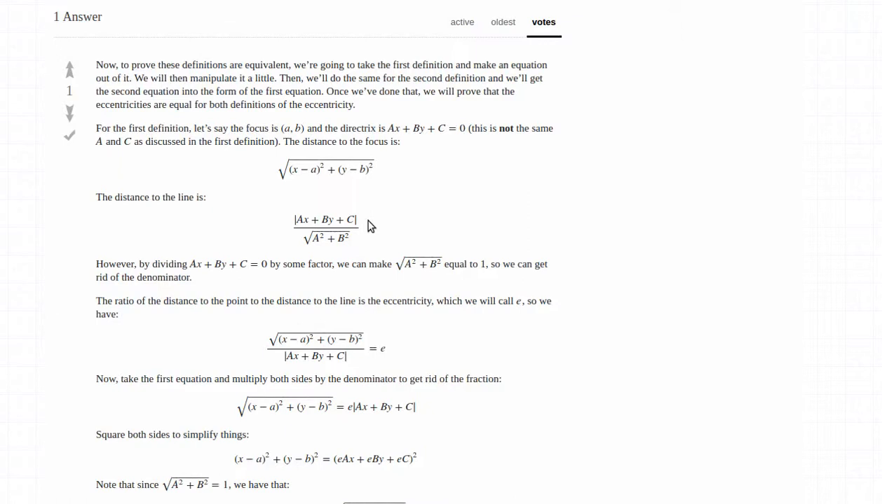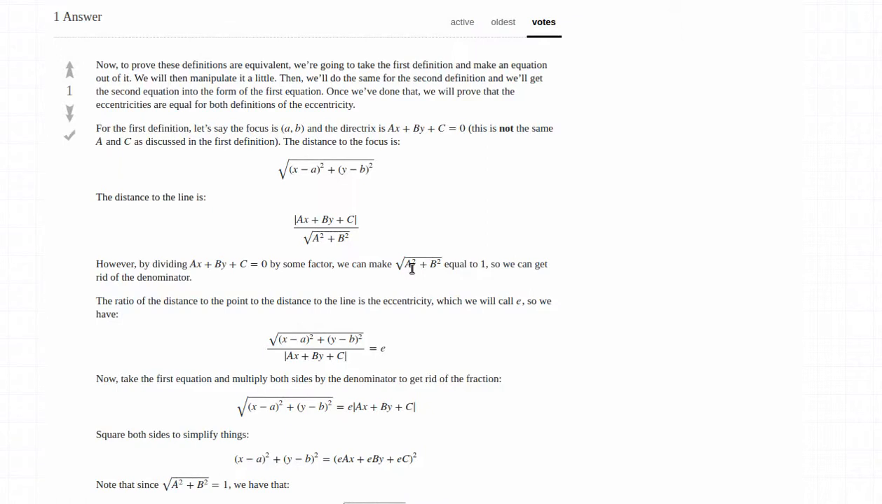This is a formula you probably learned in pre-calc. We're probably going to do a derivation of this later, but for now, just accept it. However, we can divide both sides by the square root of a squared plus b squared. On this side you get 0. On this side you get another ax plus by plus c thing. So we just say that the square root of a squared plus b squared equals 1, and we get rid of the denominator.